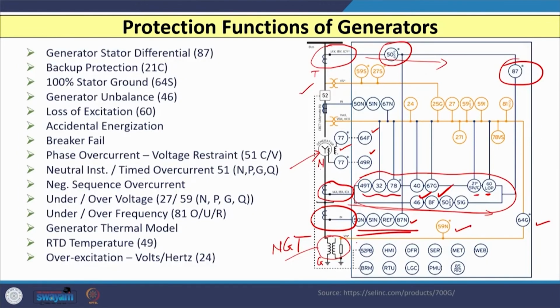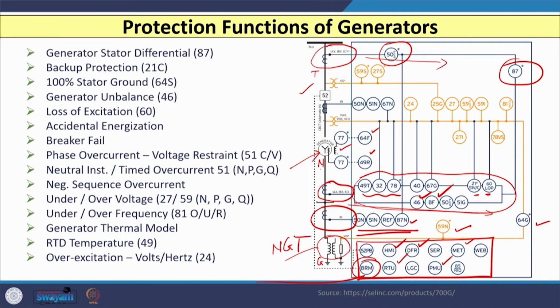Along with that, on the lower side you can see it has been mentioned HMI, that is human machine interface, DFR, that is digital fault recorders. Then you have metering functions, it can also act as a PMU, a remote terminal unit is also there, BRM, that is breaker monitoring is also there. So, several other recording and metering functions are also available in a digital relay used for the protection of a large generator.